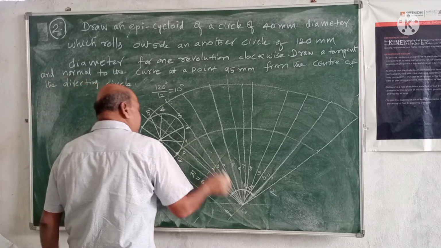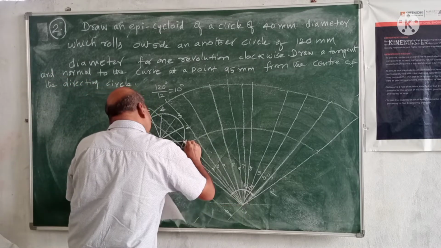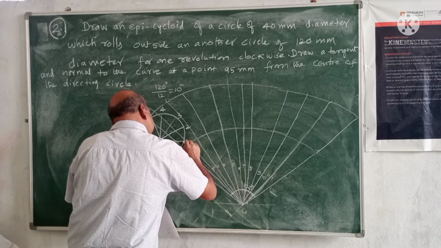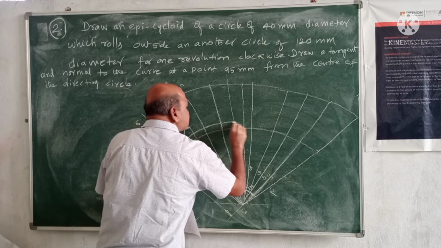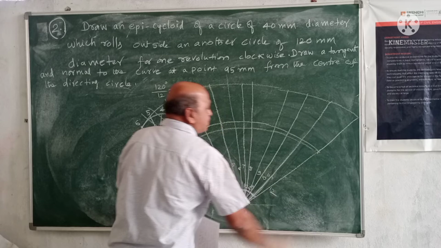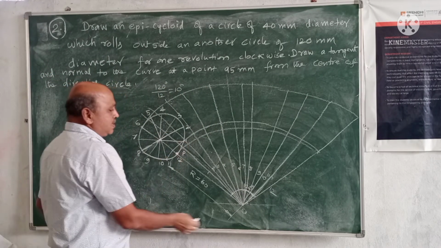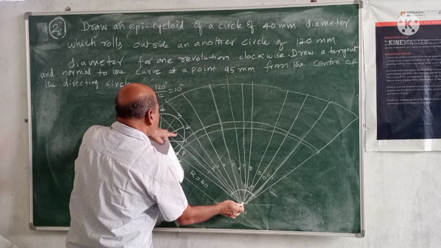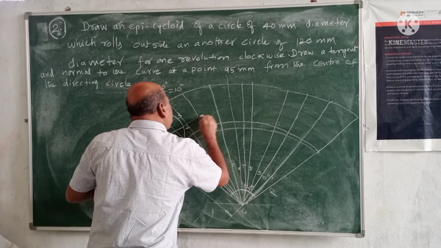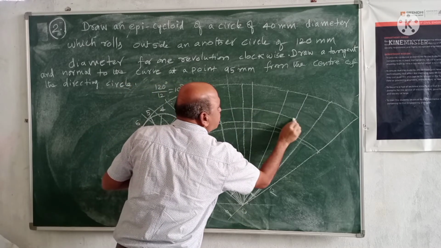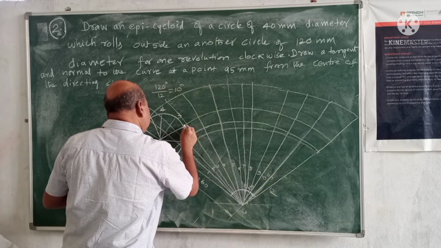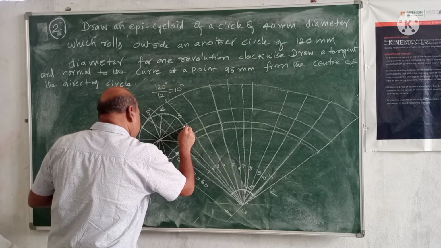See here, take 0 to 1 and draw the arc with the compass. With the compass point, you have to draw it. Even if you are extending it, it is touching 11. Then take 0 to 2 to draw the arc. When we are bringing it back, it is also touching 10.